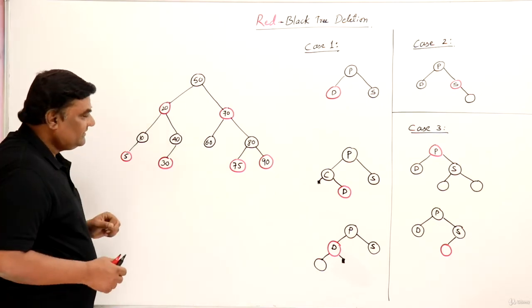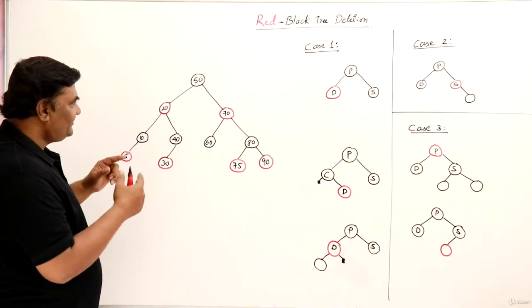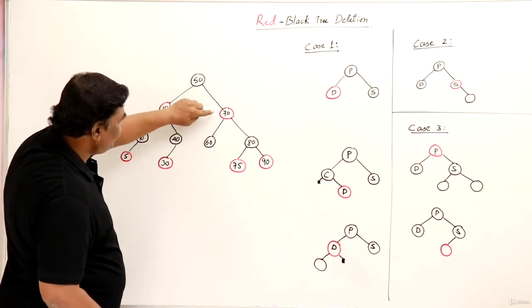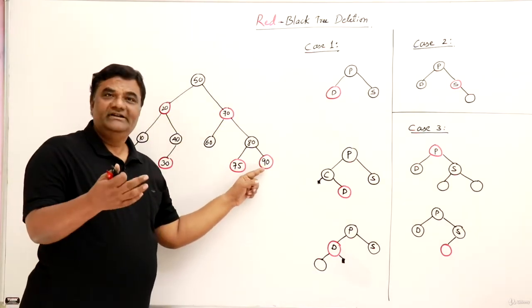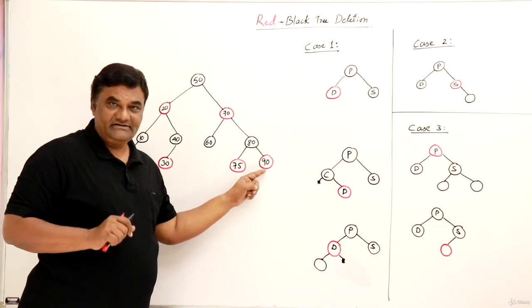Let us take an example. Suppose I want to delete 90. The method for deletion from binary search tree is, first of all, search for 90. 90 is greater than this, greater than this. Yes, it is found. So we delete it. This is a leaf node, so we have to simply delete it.